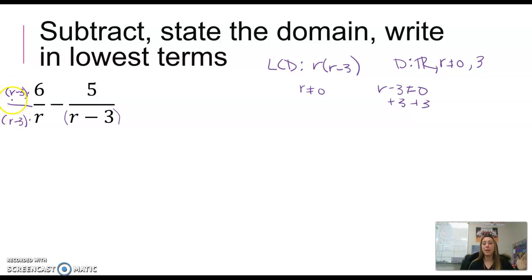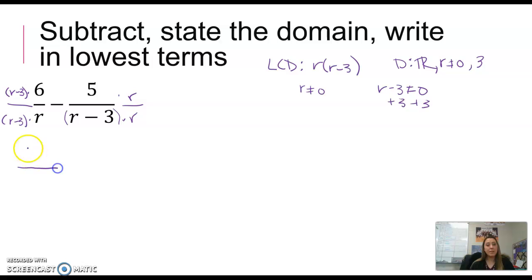So I'm multiplying by a 1 so that I can get a lowest common denominator. When I look at this second fraction over here, I have the r minus 3, but I am missing the r. So I'm going to multiply by r, and again, whatever I do to the bottom, I must do to the top. So now I can go ahead and take care of this and rewrite it.